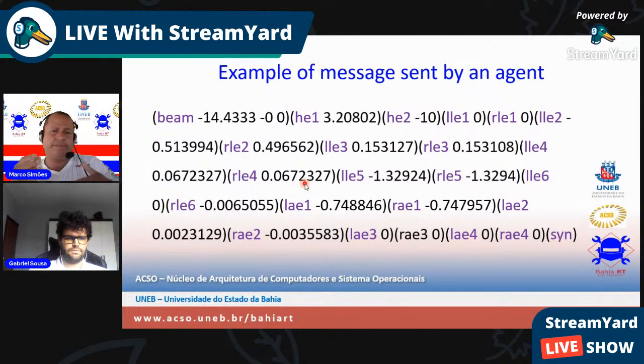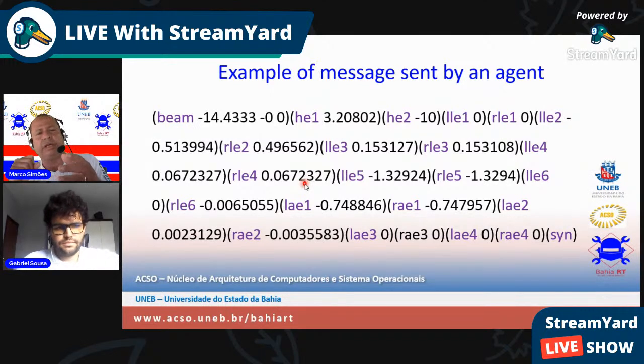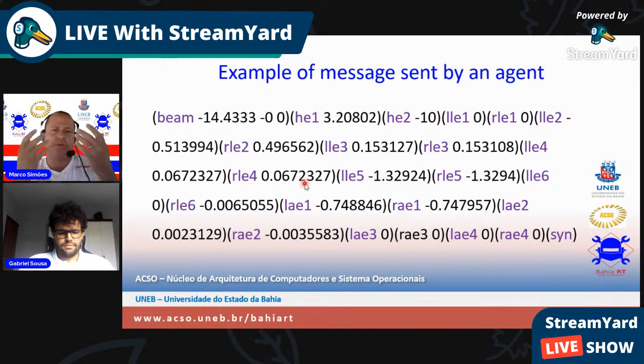During the years, sometimes some commands are added or removed from the simulator. So it's very good to follow the rules year by year and see what was added or removed. These are the basic commands that were developed in the first version of the simulator. Here is an example of a real message captured, sent by an agent to the server.